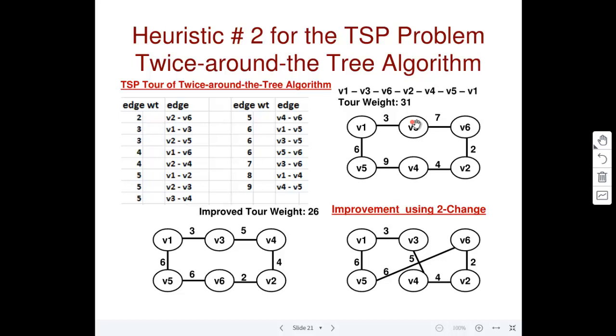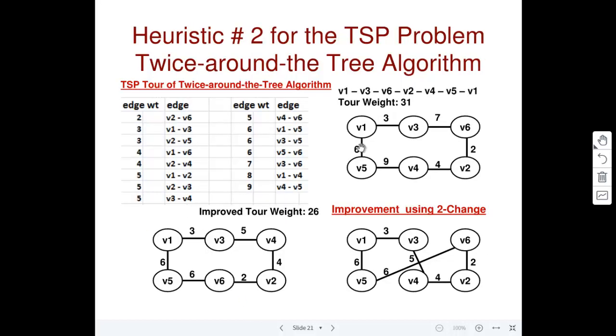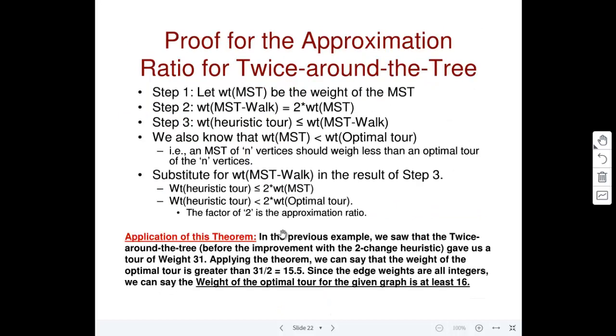But what we can say is how close this is to the optimal, or what the guarantee is on how close this is to the optimal. That is what the approximation ratio is. So we are going to say the weight of the tour found by this heuristic is going to be less than twice the weight of the optimal tour. So this number 2, the factor here, is the approximation ratio. That means this 31 is going to be less than 2 times the weight of the optimal tour.